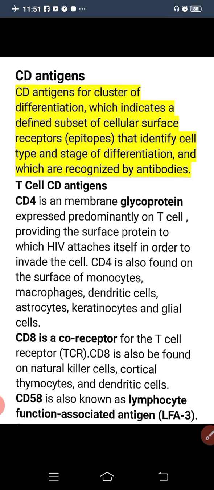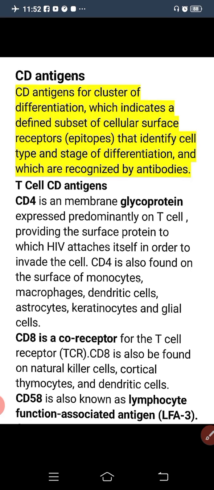I think more than 200 CD clusters of differentiation molecules are known. So CD antigens may be present on the T cell or on the B cells and other cells also. So here are the T cell CD antigens. CD4 is a membrane glycoprotein expressed predominantly on T cells, providing the surface protein to which HIV attaches itself in order to invade the cell.